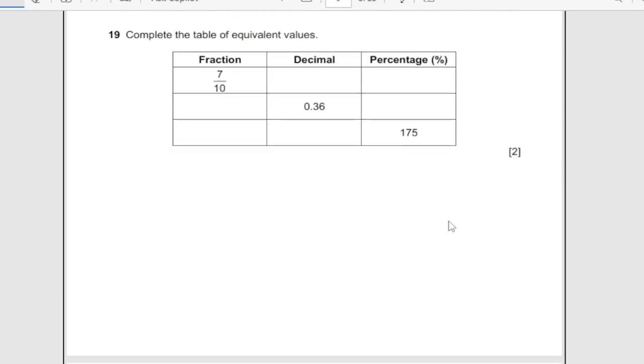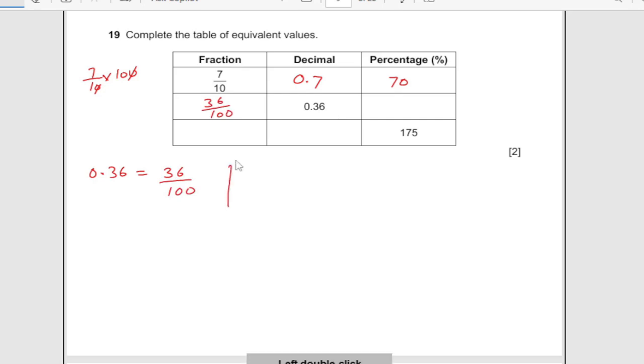Number 19, complete the table of equivalent values: fraction, decimal and percentage. This is a very common question, I think you know that now. 7 over 10 will be 0.7. To convert into percentage, you can always multiply this by 100, then this is 7 times 10, it is 70%. Now 0.36, when you write it as a fraction, it is 36 over 100. So we will write down here 36 over 100, and to convert this into percentage, multiply 36 over 100 by 100. So this is gone, so the answer is 36.